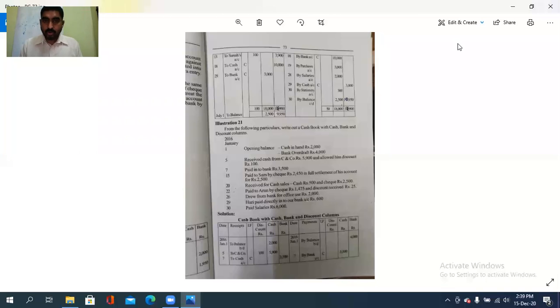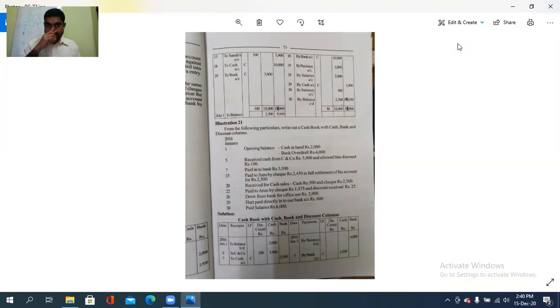Take the total of the debit side and take the total of the credit side. Only the cash and bank columns need to be balanced. For the discount allowed column, only the total on the debit side is to be entered, and on the credit side also. No need to balance the discount allowed as well as the discount received column. Only the bank column and the cash column need to take the balance.